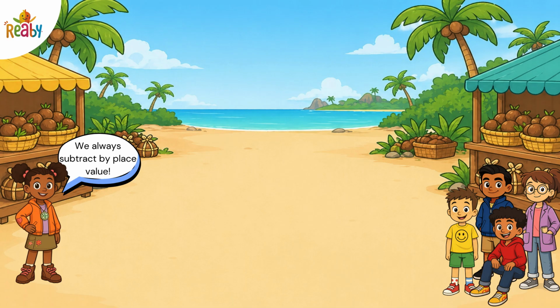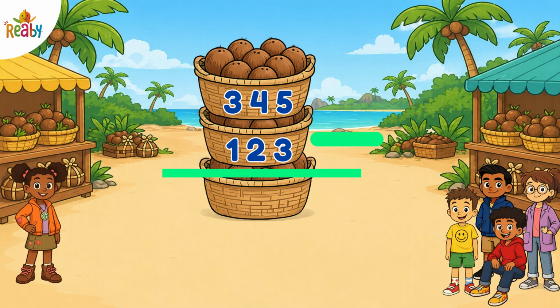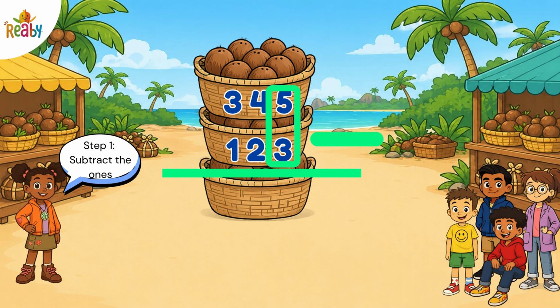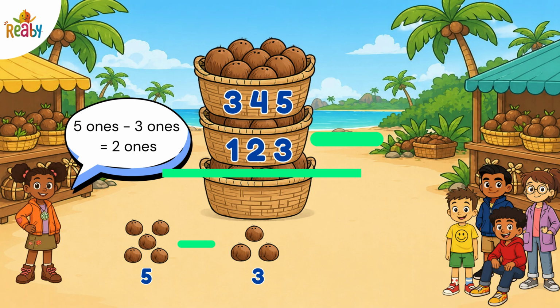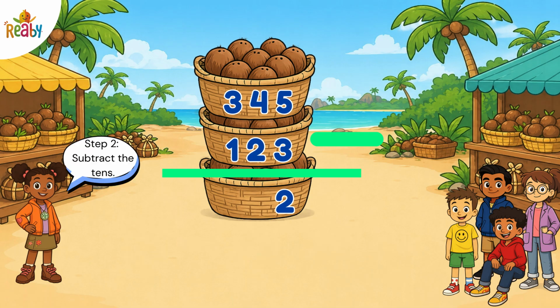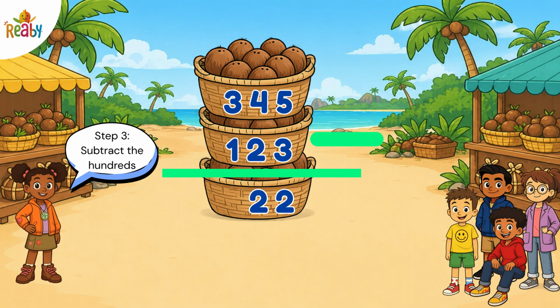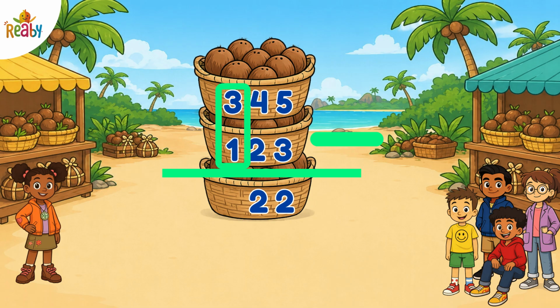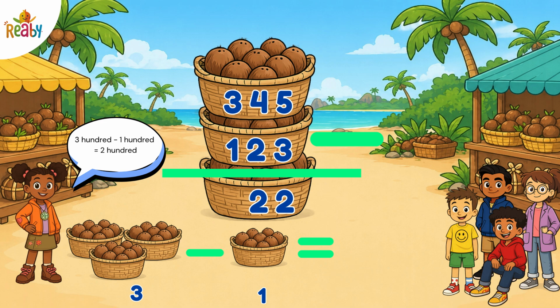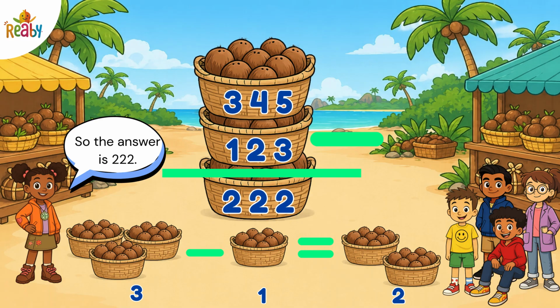We always subtract by place value. Let's subtract 345 minus 123. Step 1, subtract the ones. 5 ones minus 3 ones equals 2 ones. Step 2, subtract the tens. 4 tens minus 2 tens equals 2 tens. Step 3, subtract the hundreds. 300 minus 100 equals 200. So the answer is 222.